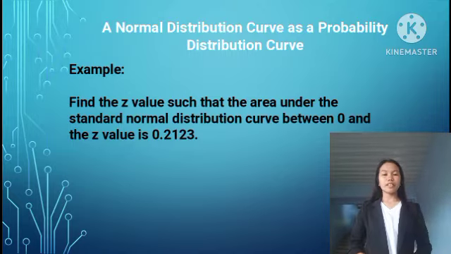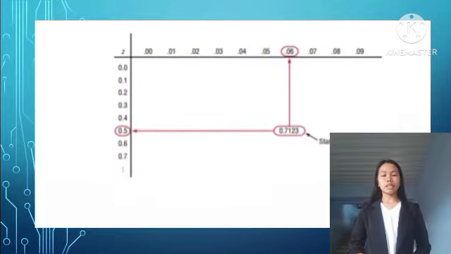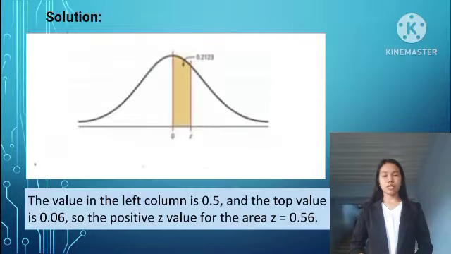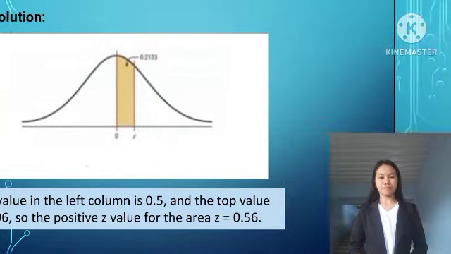A normal distribution curve as a probability distribution. Example, find the z value such that the area under the standard normal distribution curve between 0 and the z value is 0.2123. The value in the left column is 0.5 and the top value is 0.06. So the positive z value for the area is z equals 0.56.